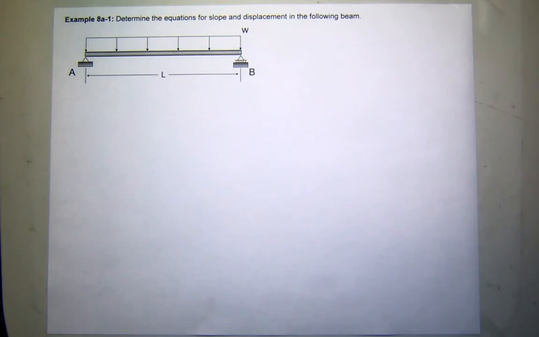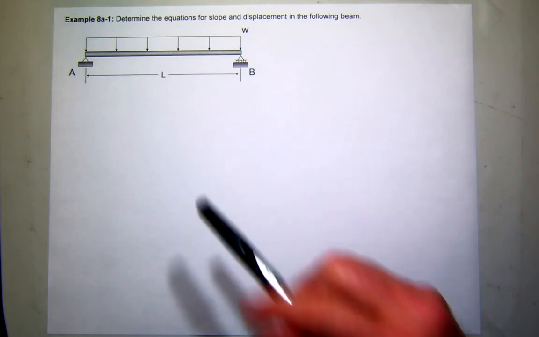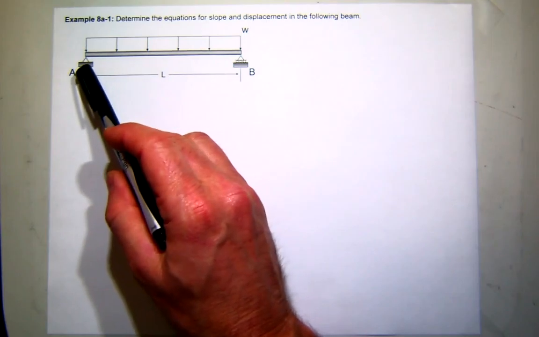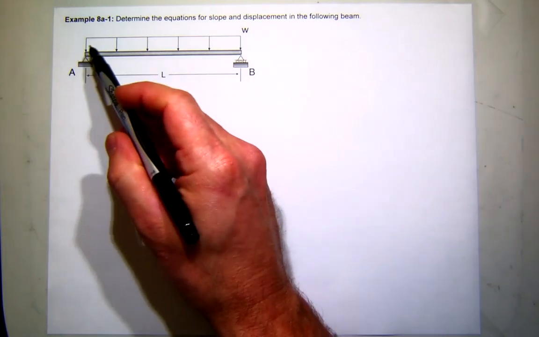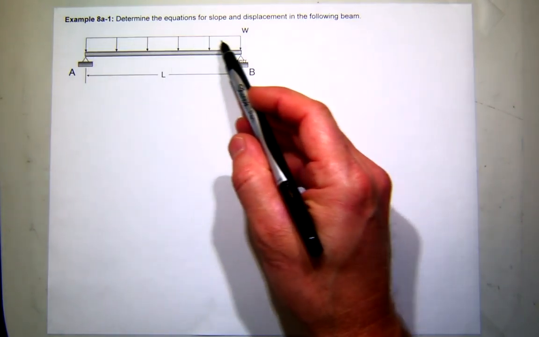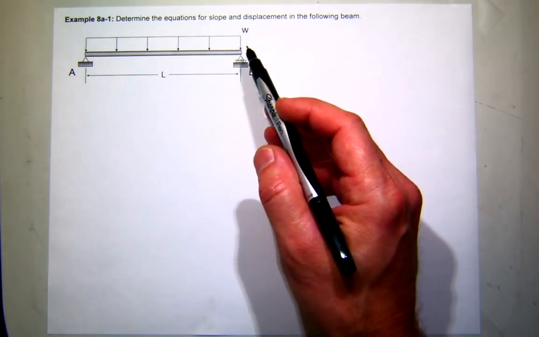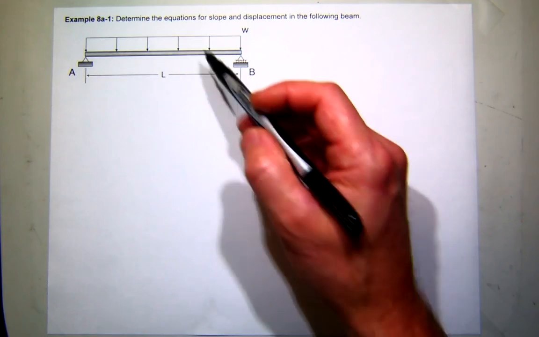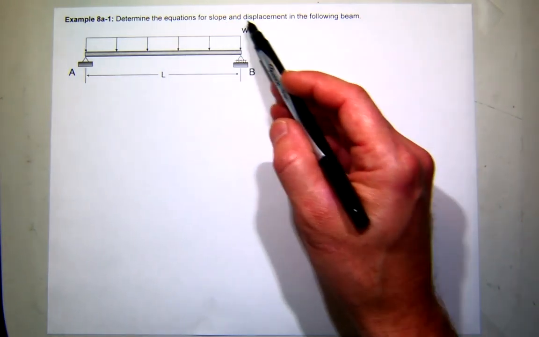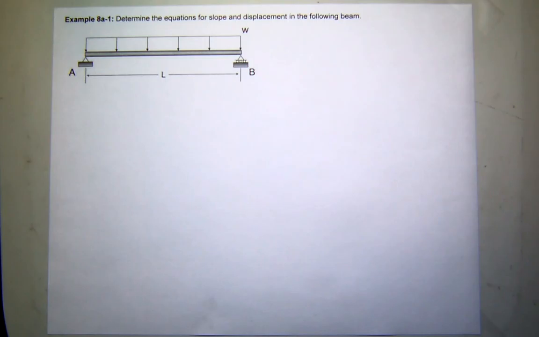Okay, so let's work this problem. We want to find an equation for slope and displacement across this structure. As we've talked before, you'll notice the load is a nice continuous load. So you should be able to write a nice continuous moment expression and then use direct integration to find equations for shear and displacement. So let's start with that first.